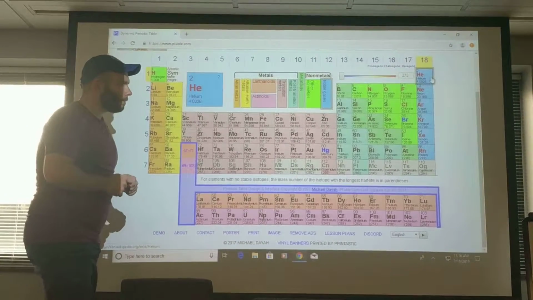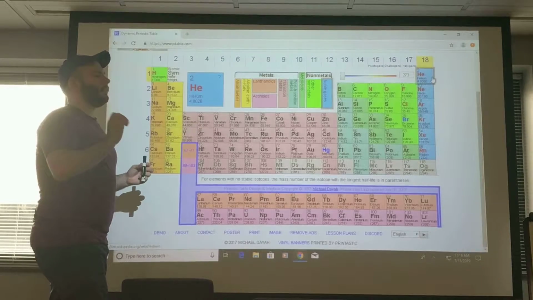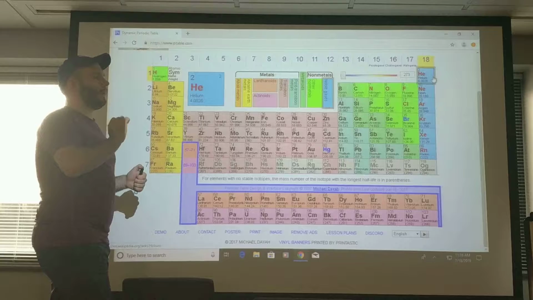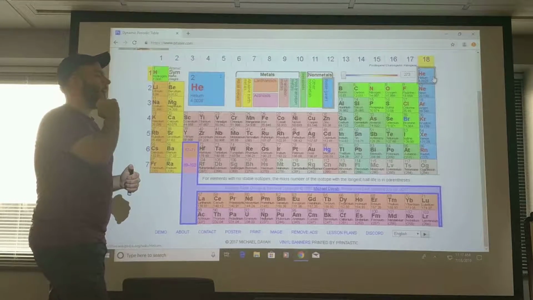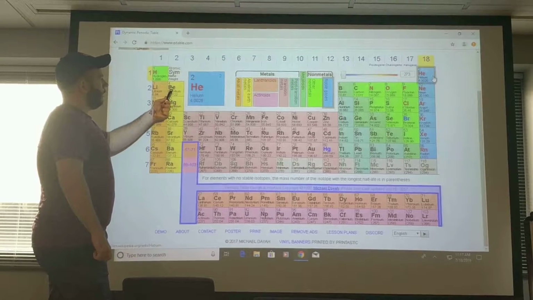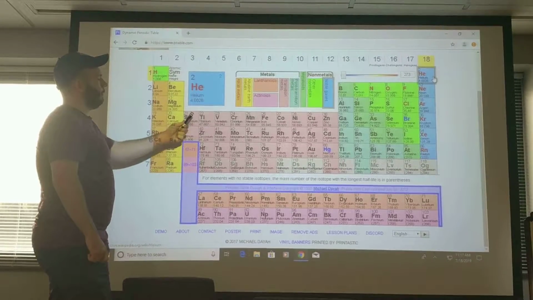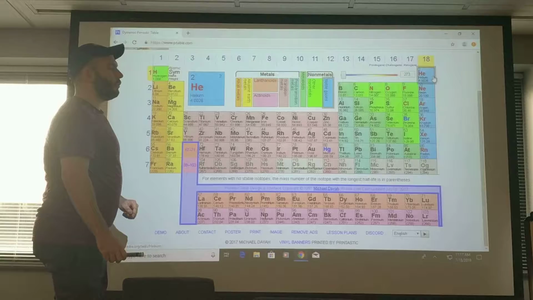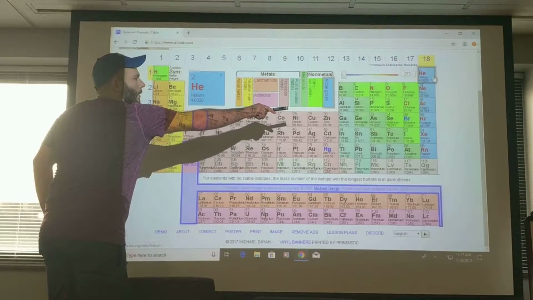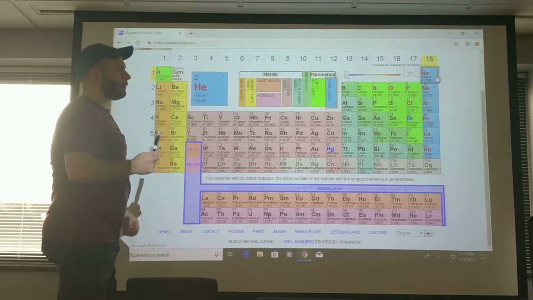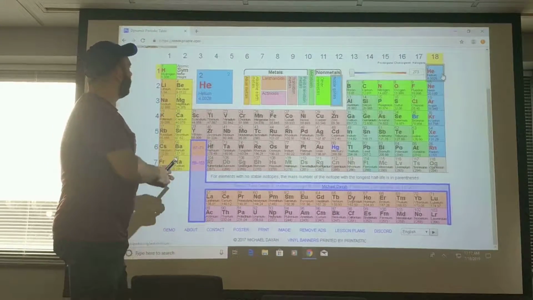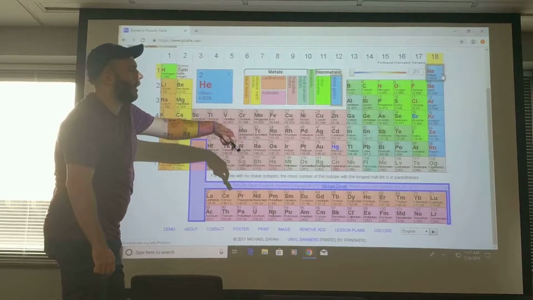Oh, one last thing. You can generally tell what state, physical state, the element is in at room temperature by its color on the periodic table. So if it's a solid, the elemental symbol will be black. If it's a liquid, the elemental symbol will be blue, like mercury and bromine over there. If it's a gas, the elemental symbol will be red, like hydrogen, oxygen, and xenon.